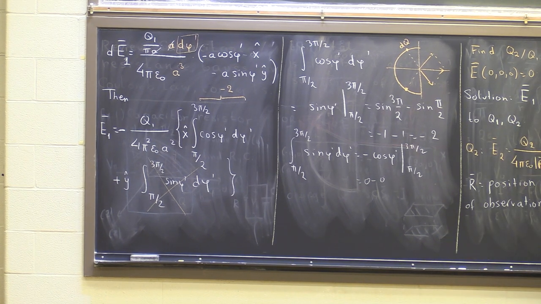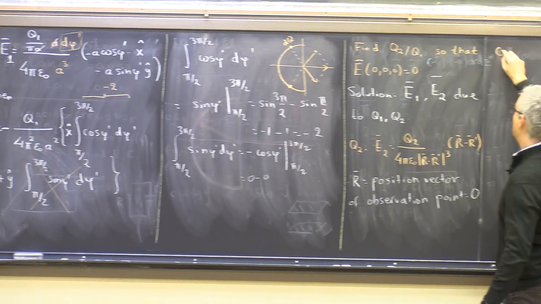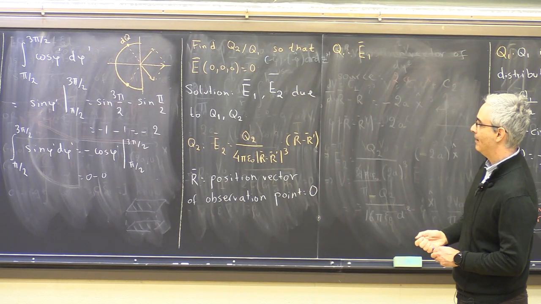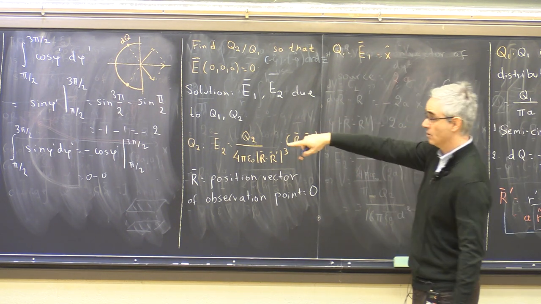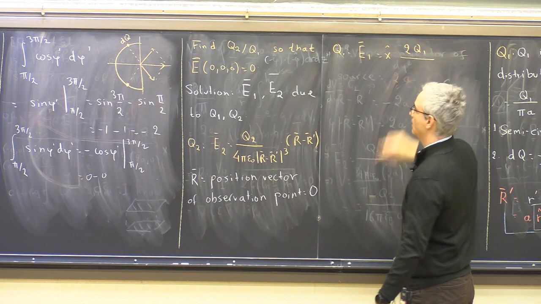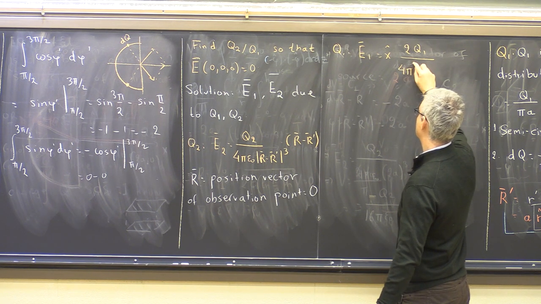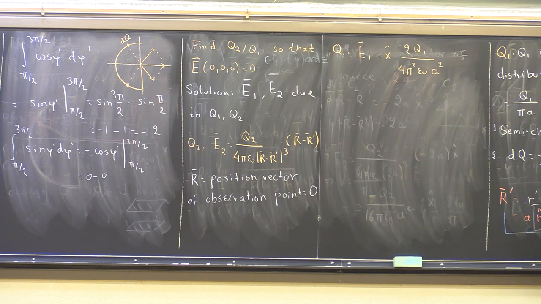So all in all now, I have found the electric field due to the first charge distribution. All I need to do is transfer the result from the left board here. I have a minus and another minus, so it is in the x hat direction as well, just like the first field, and it is 2q1 by 4 pi squared epsilon naught a squared. Okay, so this is the result.